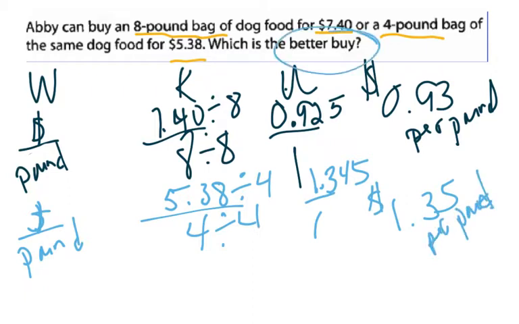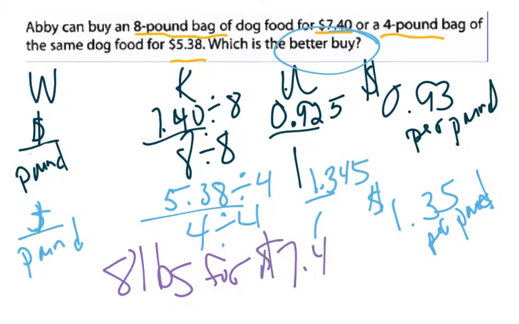So the better buy is definitely the 8-pound bag. 8 pounds for $7.40 is better, because it's cheaper per pound. Okay. That's all I have for today for your live lesson video.